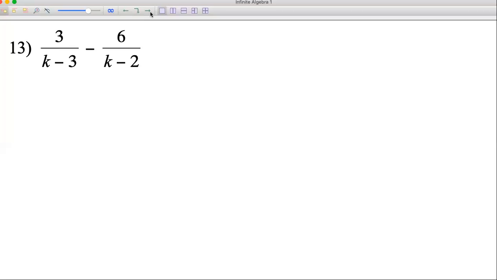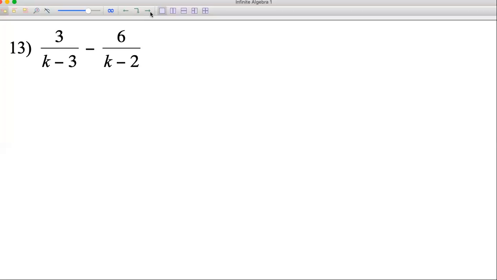My pen's dying here. Distributive property real quick. Haley, distributive property. Just do the distributive property. Where my finger is. 6k minus 18. That's your second fraction. 6k minus 18. Okay, we got a problem though.